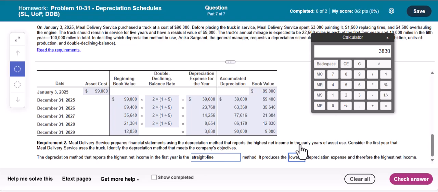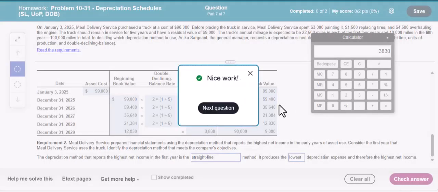So let's take a look at our answer here. Nice work. Okay. So just all depends on that last portion here of the problem on what the company wants, whether they want a higher net income or lower, on what their choice will be as far as the depreciation schedule and method.